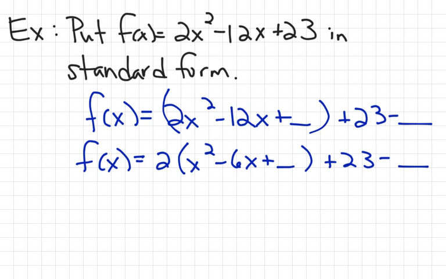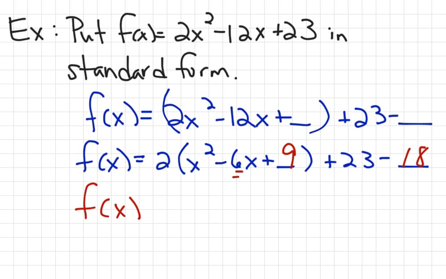Now I'm ready to complete the square. The way we completed the square was we took the middle term and we divided it by 2 and squared it. 6 divided by 2 is 3. 3 squared is 9. 9 isn't the number that goes in the last blank. The last blank is actually 18. It's 2 times 9. Remember, we had actually factored out a 2 before we knew what that blank was.